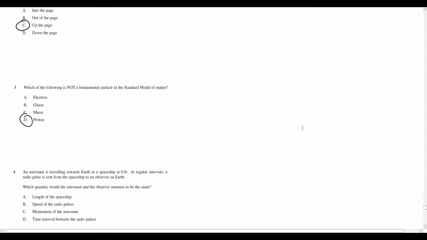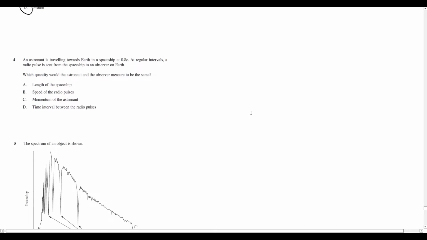Okay, now moving on to question 4. An astronaut is traveling towards Earth in a spaceship at 0.8 the speed of light. At regular intervals, a radio pulse is sent from the spaceship to an observer on Earth. Which quantity would the astronaut and the observer measure to be the same? So we have the length of the spaceship, the speed of the radio pulses, the momentum of the astronaut, and the time interval between the radio pulses.